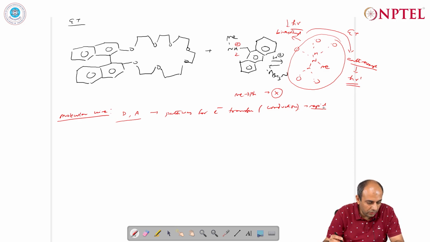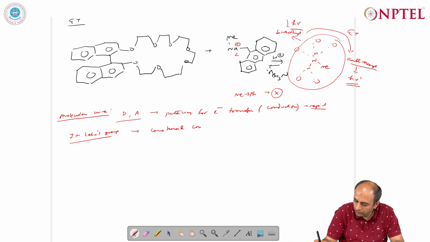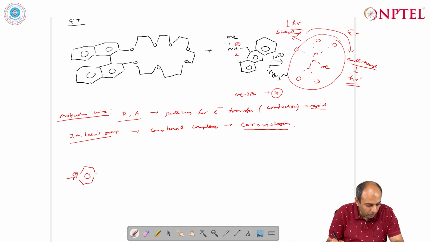And to start with, Jean-Marie Lehn's group has addressed this problem by the preparation of a large number of carotenoid complexes, which he calls carotenoviologens. So these carotenoviologens have been made. Let us look at one particular example of this carotenoviologen. We have the protonated, the methylated pyridine.